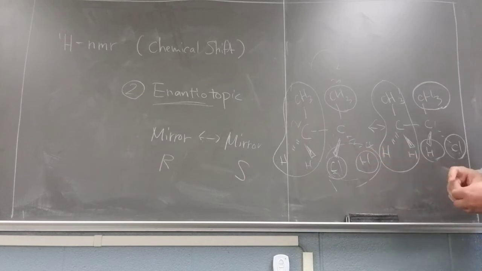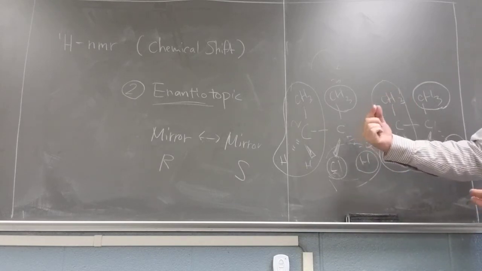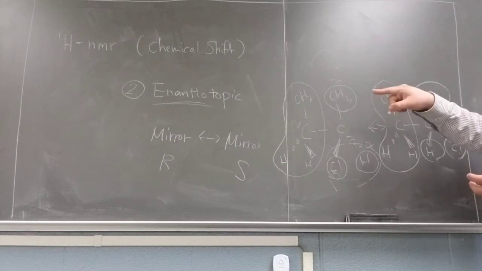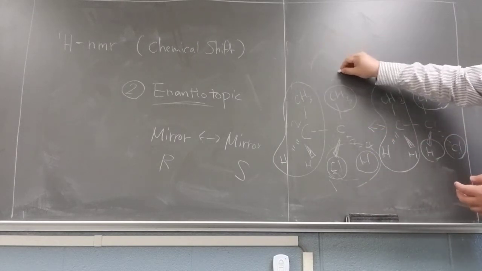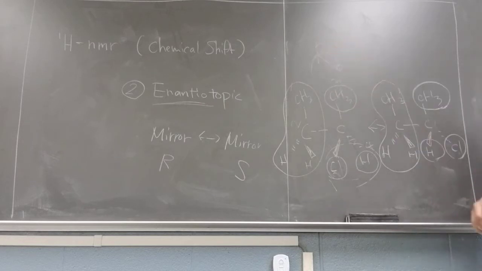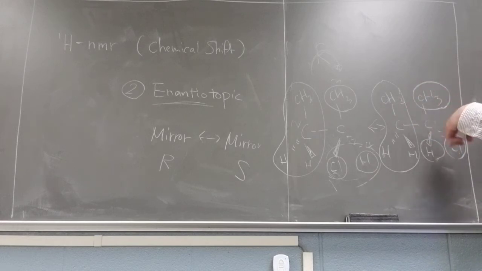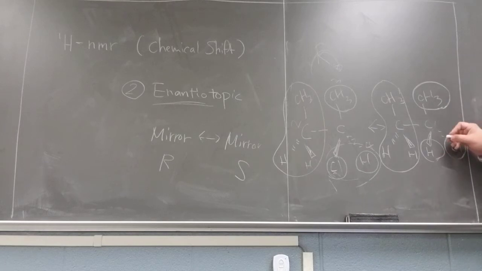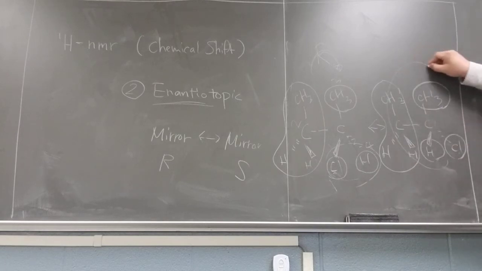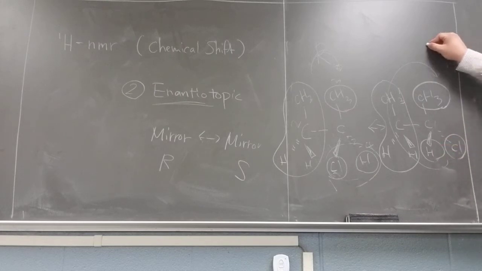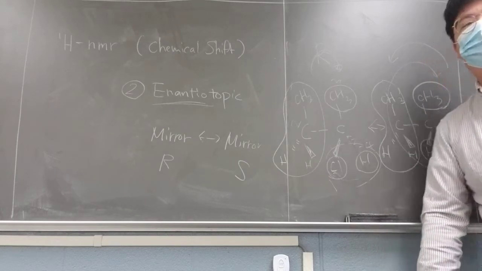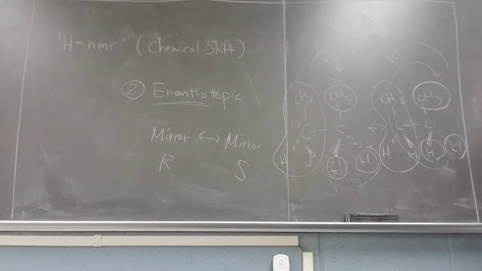So the lowest priority group is already on the back. You don't have to change anything. It's just the way it is. It's rotating this way, so this is the R configuration on this carbon. Okay, so they're all the same, but here the hydrogen is going on the front, so we're going to switch to the other side. Because you have to look at it with the lowest group on the back, but this is in the front, so you have to look at it from the other side. So this automatically becomes the S configuration.